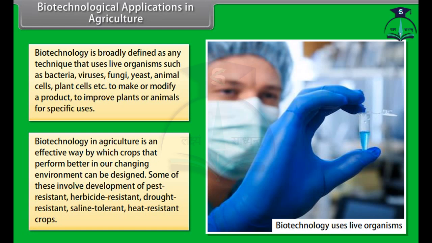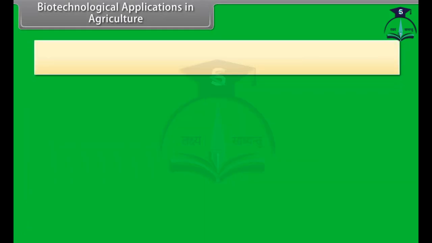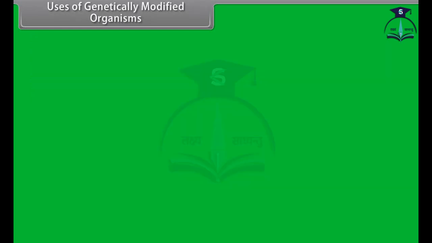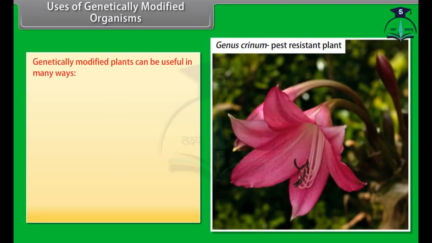Some of these involve development of pest-resistant, herbicide-resistant, drought-resistant, saline-tolerant, heat-resistant crops. When a gene from one organism is purposely moved to improve or change another organism in a laboratory, the result is a genetically modified organism, GMO. Uses of genetically modified organisms. Genetically modified plants can be useful in many ways.